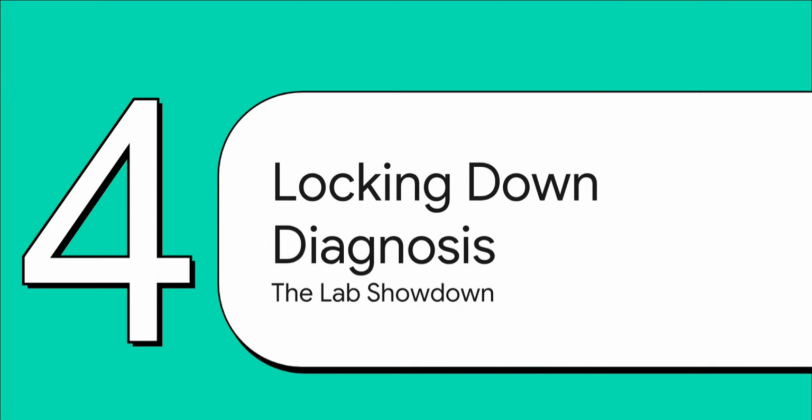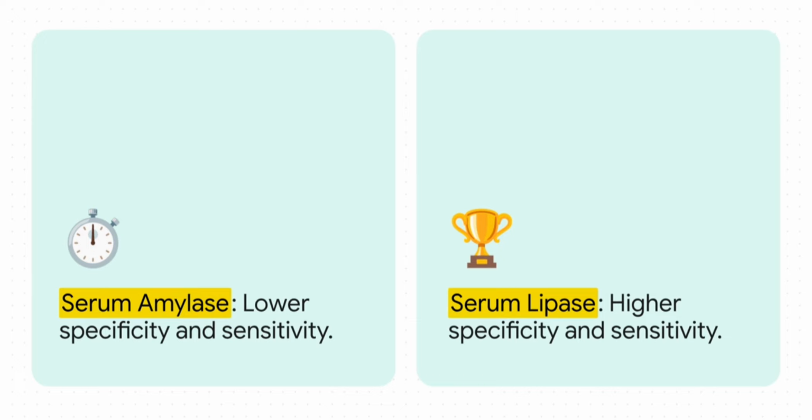Okay, Section 4, Locking down the diagnosis, the LAD showdown. According to the Atlanta classification, you need 2 out of 3 criteria to diagnose acute pancreatitis: typical abdominal pain, imaging suggestive of the condition, or serum enzymes elevated to more than 3 times the normal limit. But in the diagnostic showdown between serum amylase and serum lipase, there is a clear, undeniable winner.